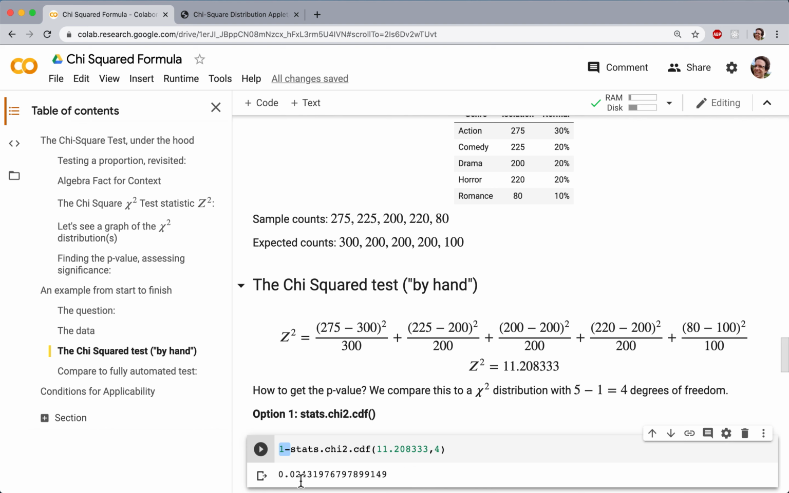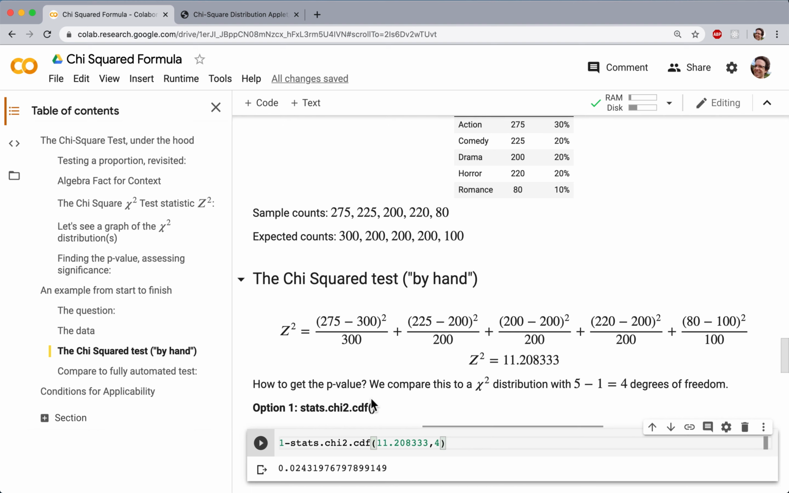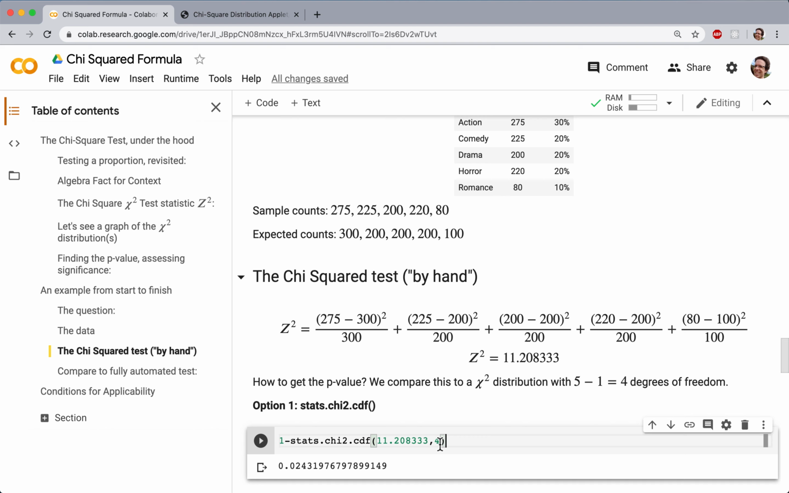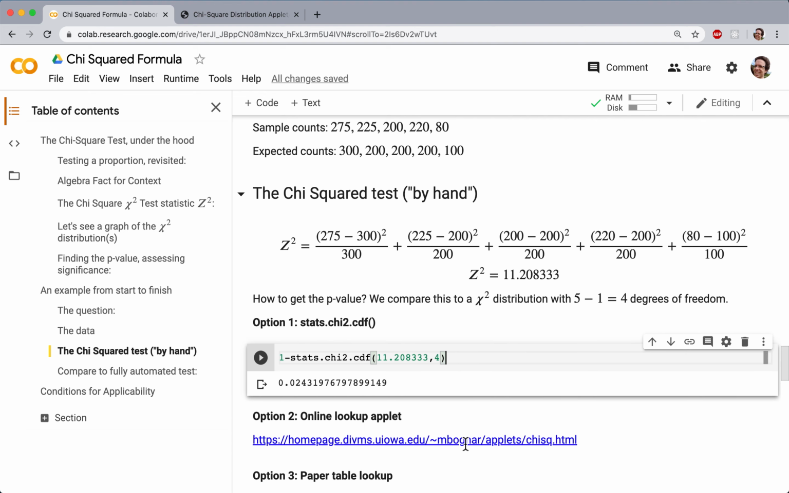So that gives us the p-value 0.024. That's good news. That's less than the standard threshold of significance, 0.05. So that will mean reject the null hypothesis. But let's do the other techniques for getting the p-value before we go on and conclude from this. So this was one technique for getting the p-value. Since I do most of my work within Colab, I find this certainly the easiest way to do it. Let's talk about the second option.